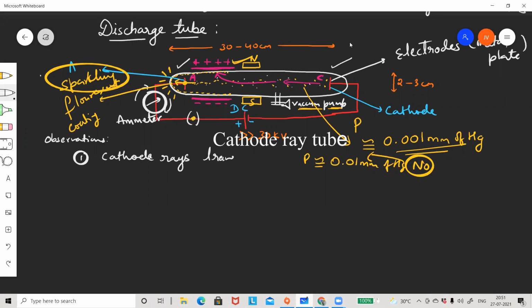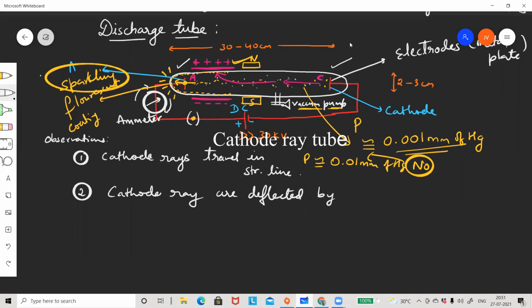Cathode rays travel in a straight line. If they had not traveled in a straight line, they would not create fluorescence behind the anode. Also, cathode rays are deflected. They are deflected by electric as well as magnetic fields.